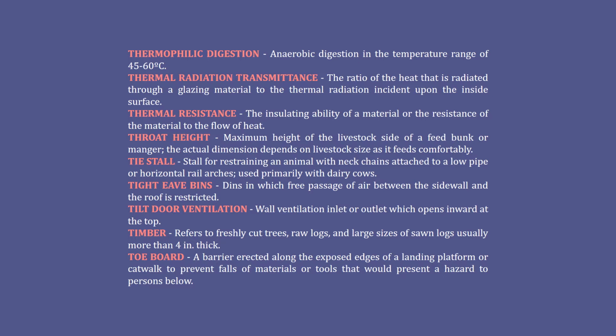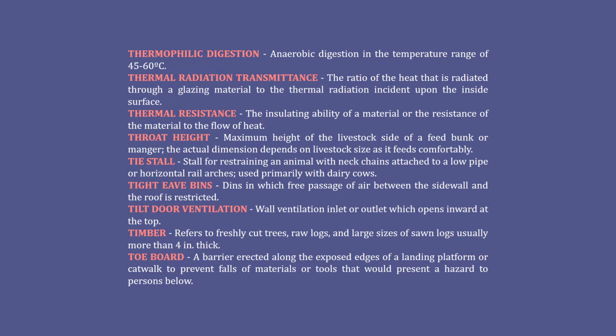Thermal resistance: the insulating ability of a material, or the resistance of the material to the flow of heat. Throat height: maximum height of the livestock side of a feed bunk or manger. The actual dimension depends on livestock size so that it feeds comfortably. Tie stall: stall for restraining an animal with neck chains attached to a low pipe or horizontal rail, used primarily with dairy cows. Tight eave bins: bins in which free passage of air between the sidewall and the roof is restricted. Tilt door ventilation: wall ventilation inlet or outlet which opens inward at the top.